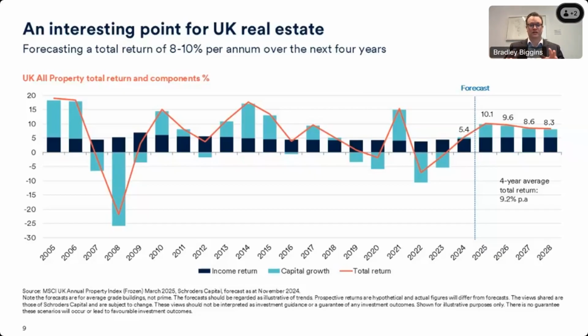A point to note on this slide is the actuals and the forecast represent an average of UK real estate. So in our portfolio, we're obviously striving to outperform this average. For example, in the last 3 years, we've outperformed our benchmark by 4.9% per annum.